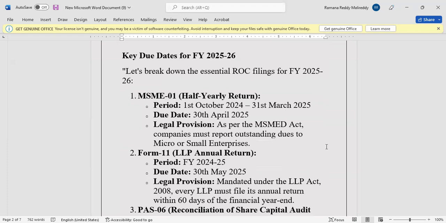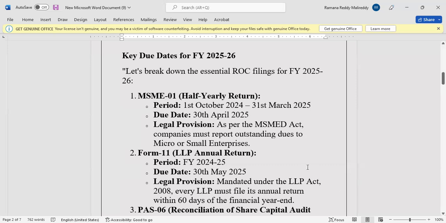MSME 1. This is the half-yearly return for the 6 months period, 1st October 2024 to 31st March 2025. MSME 1 due date is 30th April 2025. As per the MSME Act, companies must report outstanding dues to micro or small enterprises. MSME 1 due date, 30th April 2025.